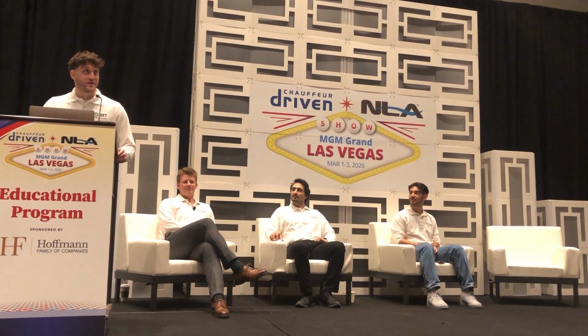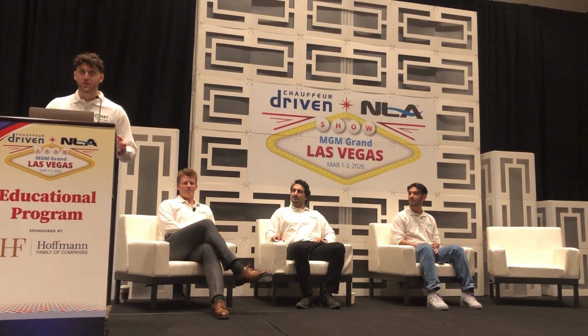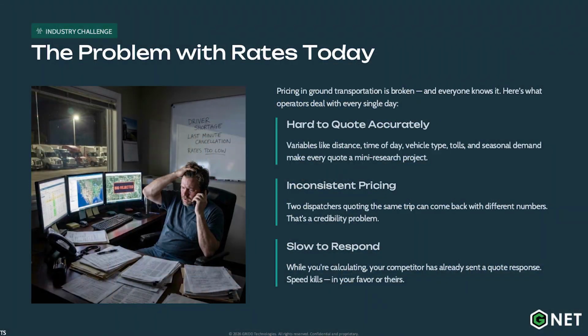Before we get into it, let's talk about the problem with rates today. They are hard to quote accurately. A lot of parameters go into making up each quote. With that comes inconsistent pricing. With so much variability, it's really hard to consistently price trips. Lastly, they're slow to quote. While you're calculating, your competitor has already sent a quote response.